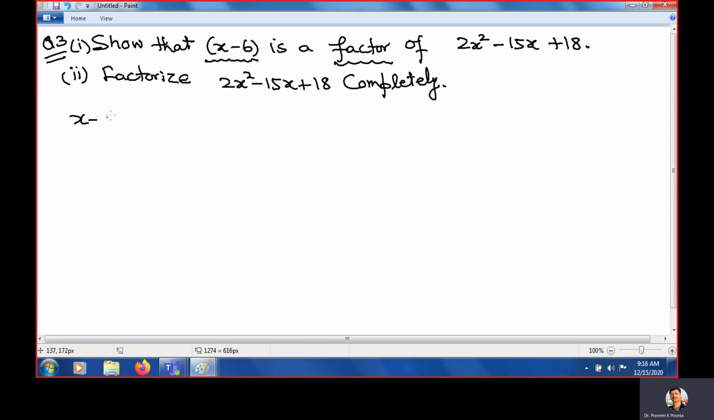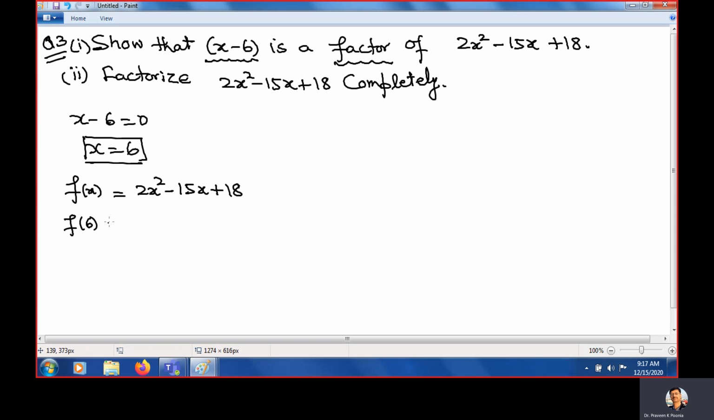Put x minus 6 equal to 0. Put the divisor equal to 0. x minus 6 is equal to 0, so x is equal to 6. Clear? Now let f(x) be equal to 2x power 2 minus 15x plus 18. Now find the value of f(6).